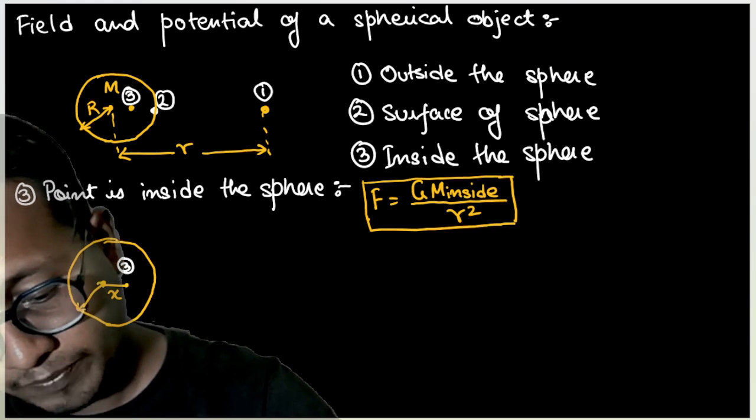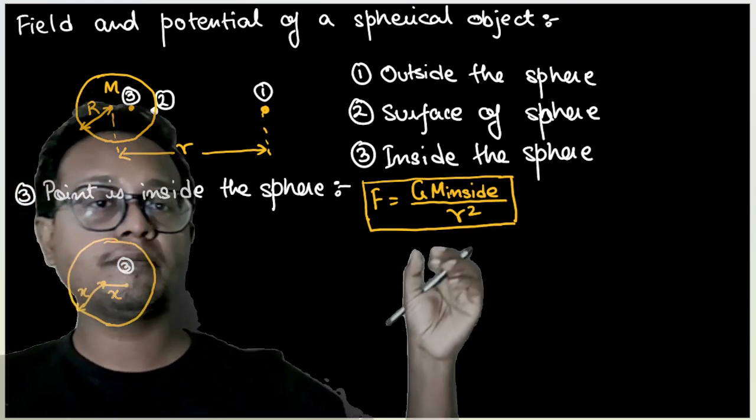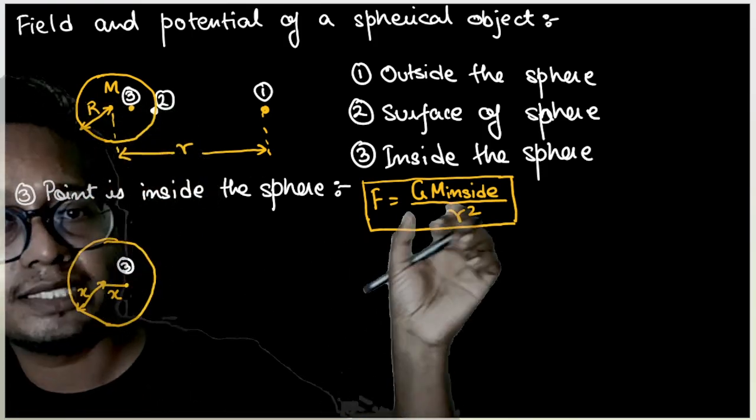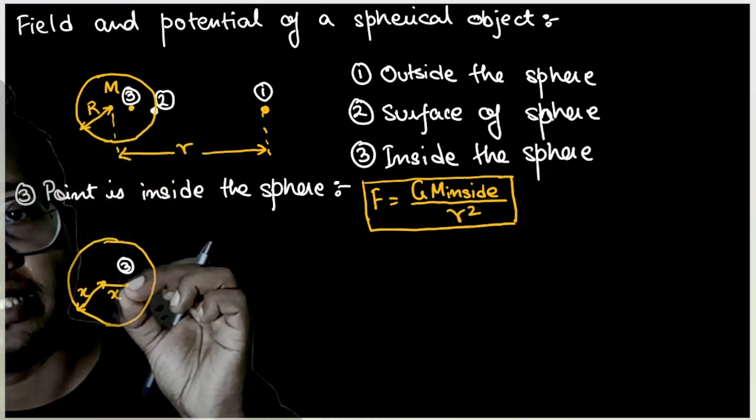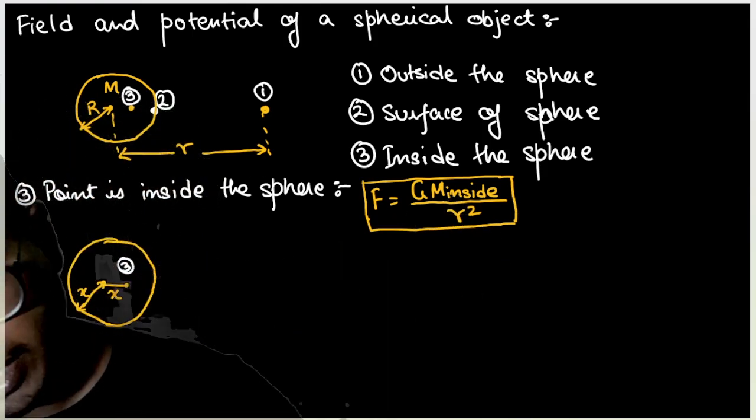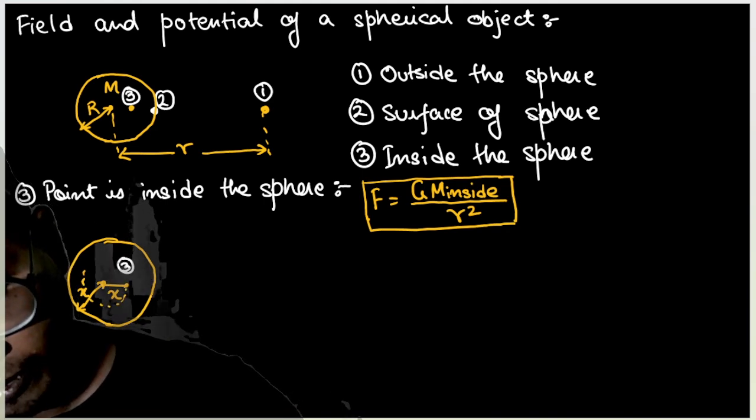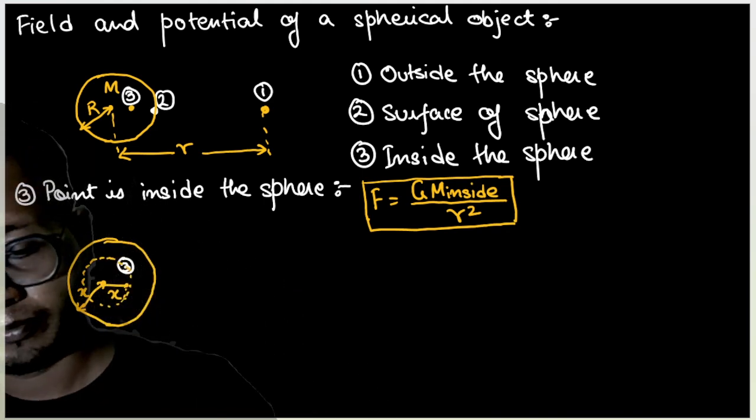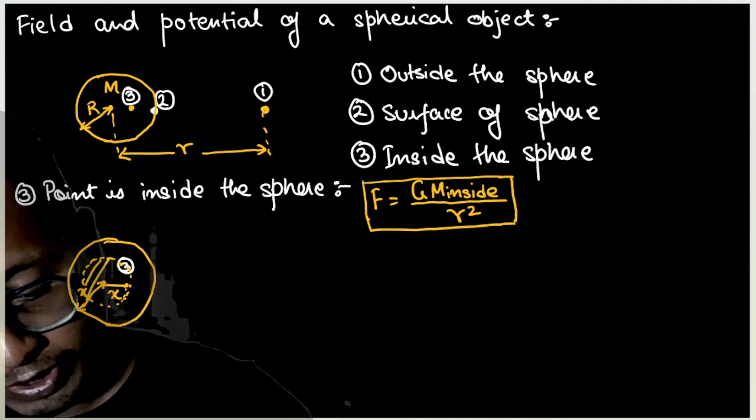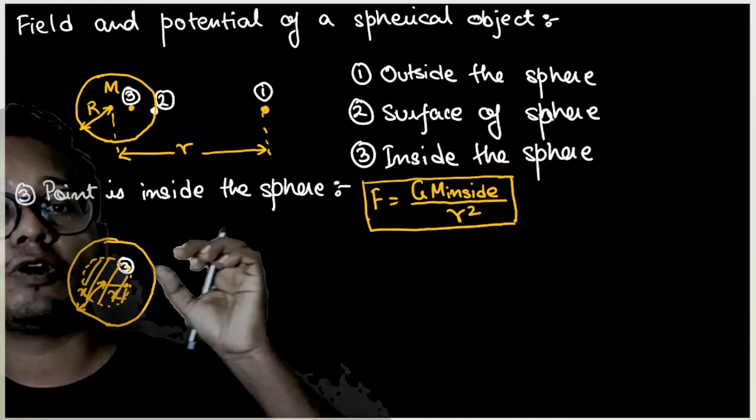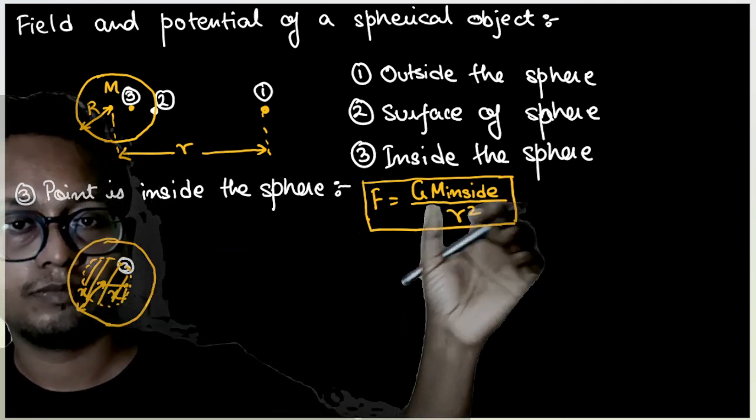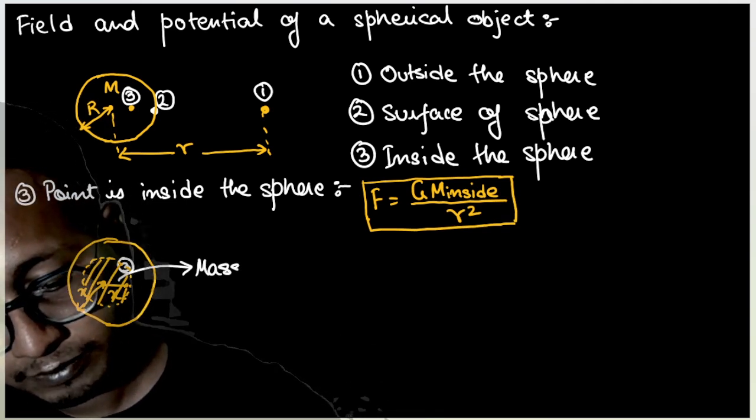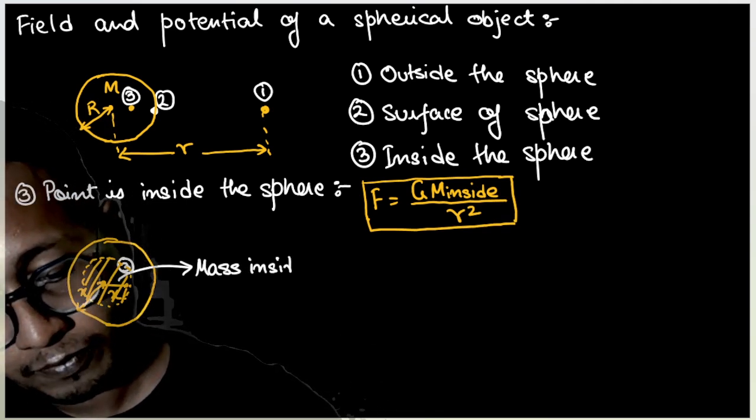What do I mean by the formula G mass inside divided by r²? It means this point is 3, so we encircle this point from the center, and whatever mass is situated inside this circle will only be the mass inside. This is only the mass inside.